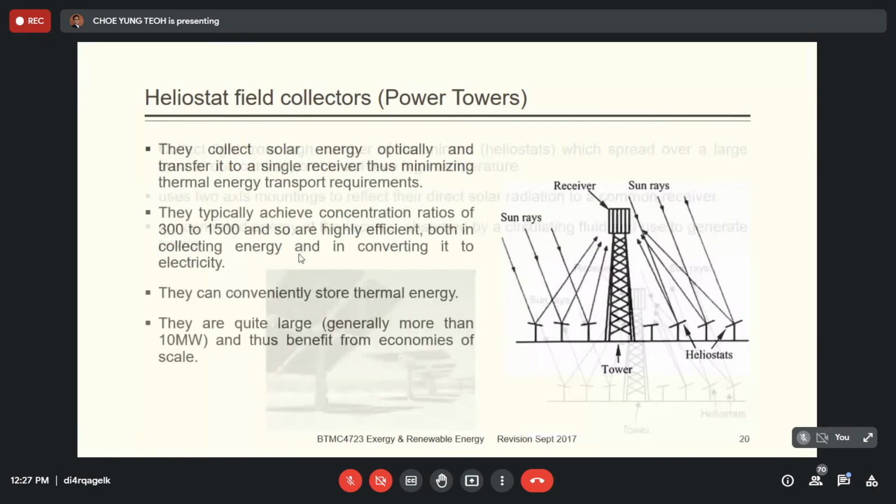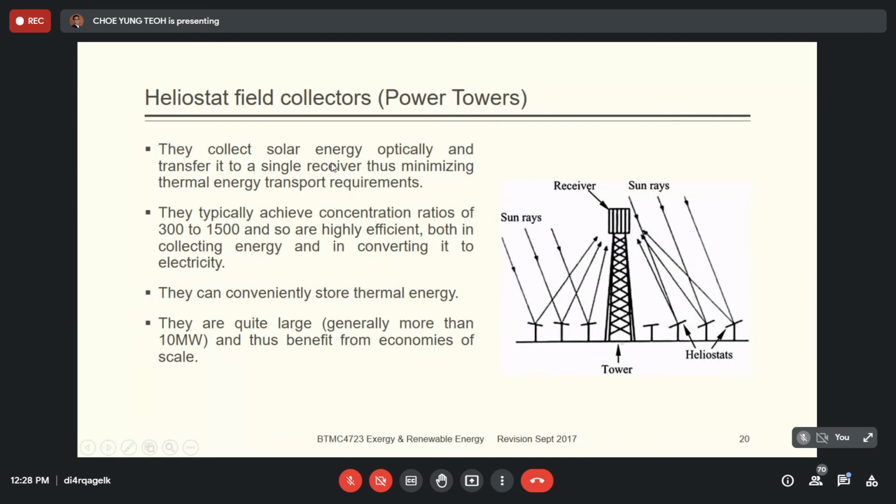Okay, so we can see that they collect solar energy optically and transfer it to a single receiver, thus minimizing the thermal energy transport requirement. They typically achieve a concentration ratio of 300 to 1500 and are so highly efficient both in collecting energy and converting it into electricity. They're highly efficient because they have very high temperature. They can conveniently store the thermal energy in the molten salt. Okay, they are quite large, generate more than 10 megawatt, and thus benefit from economy of scale.